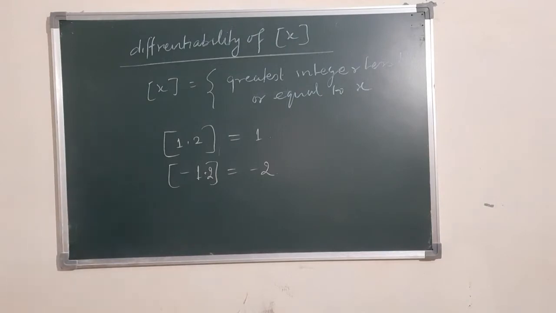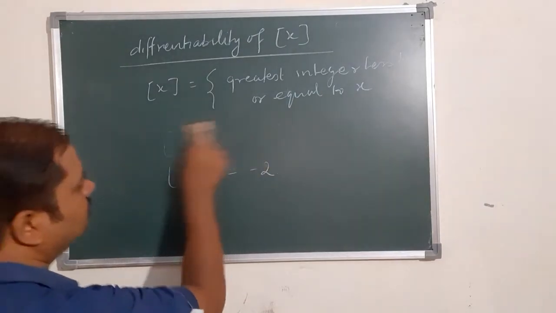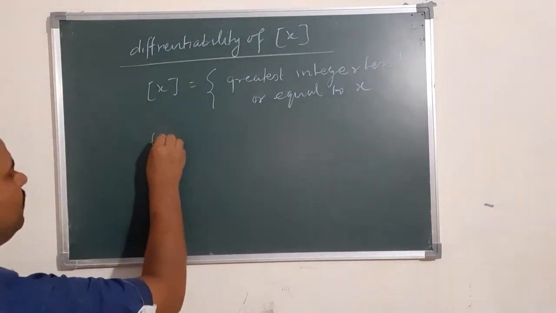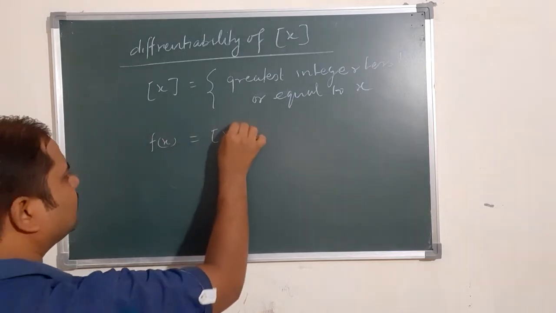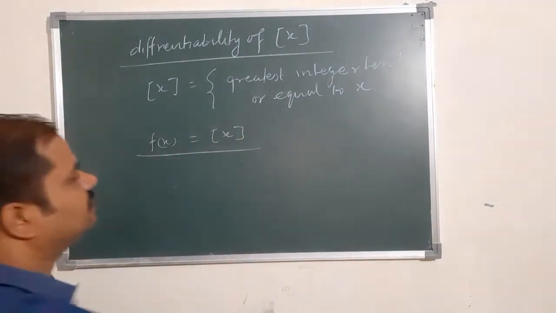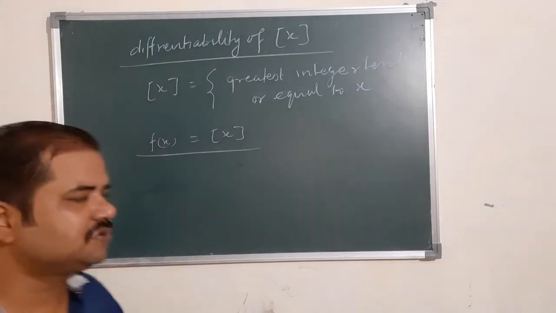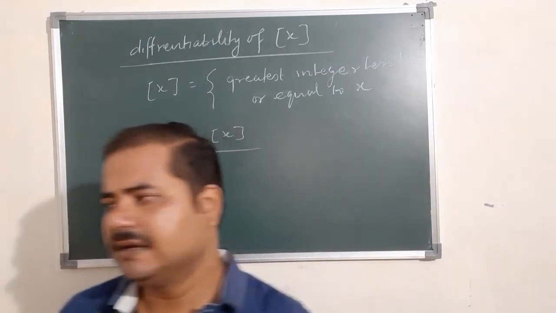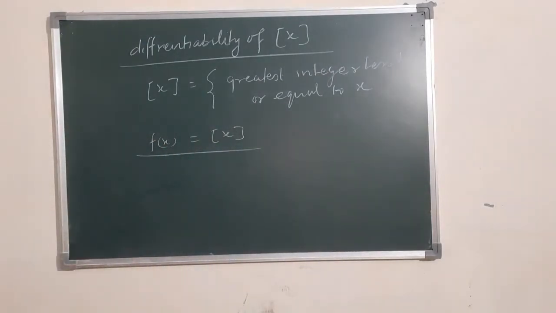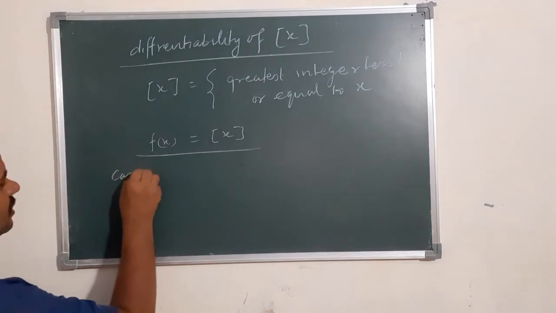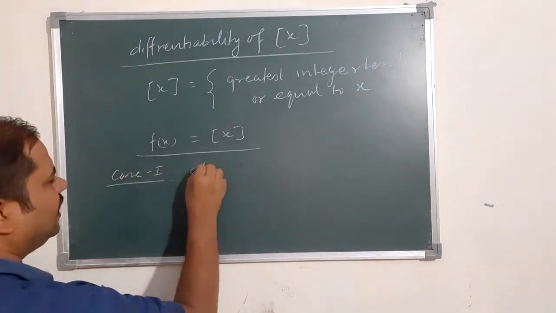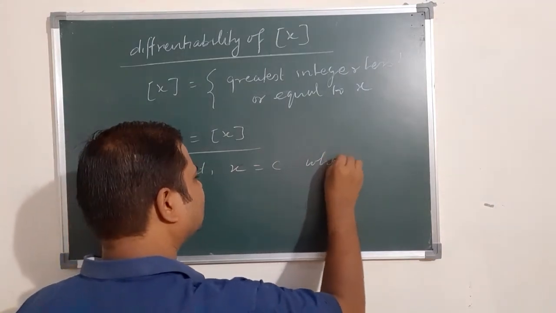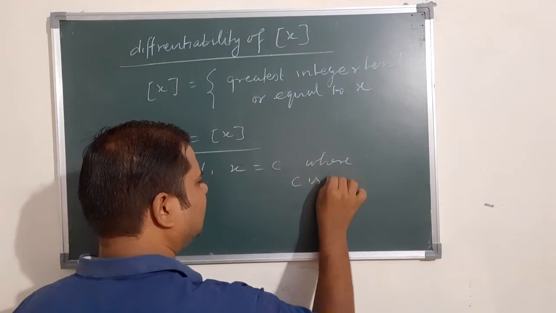Now we are going to discuss the differentiability of this function. Suppose f(x) = [x]. So we are going to take the differentiability of this function. There are two cases. The first one is at an integral point and the second one is at a non-integral point. So suppose case first, at x = c, where c is an integer.